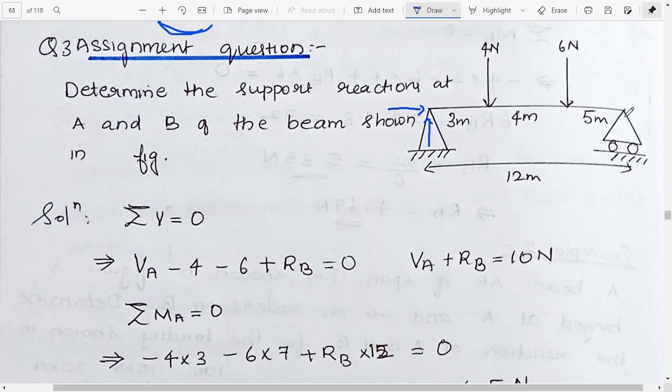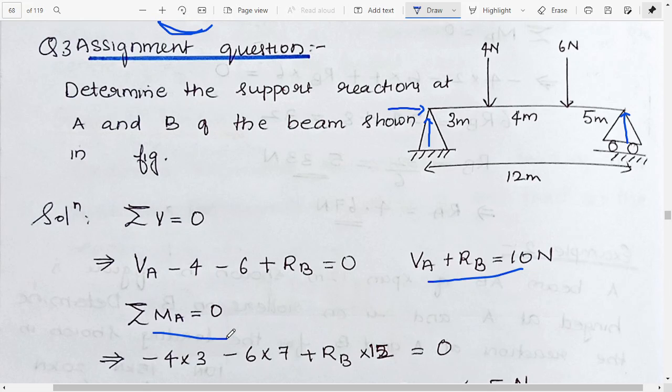And here also, as this is a roller, it will only have this vertical force, as it can't move in this side because it's restricted. So if we take summation of V equal to 0, we have this VA. We are considering this force as VA minus 4 minus 6 plus RB. We can consider it as VB also, it's your wish. Since it is only one force, we can consider it as RB. So we get VA plus RB is equal to 10 Newton.